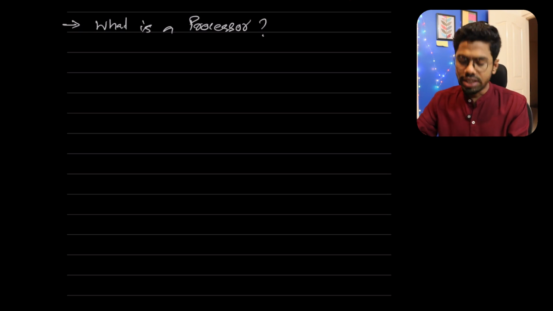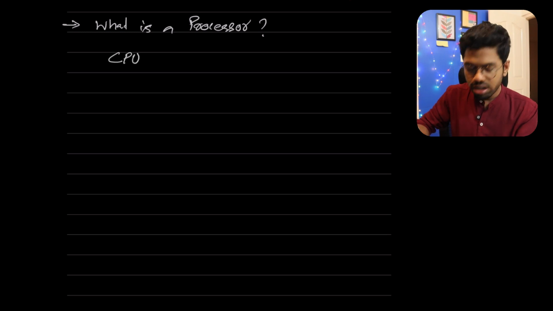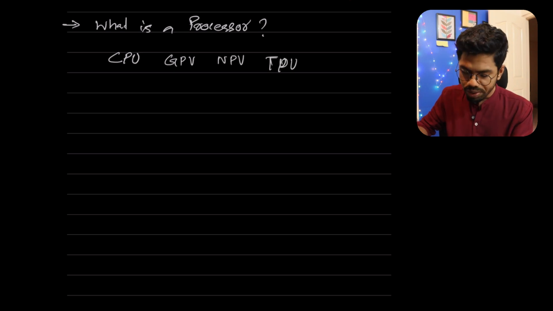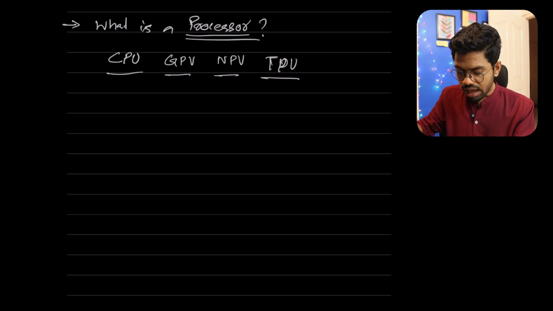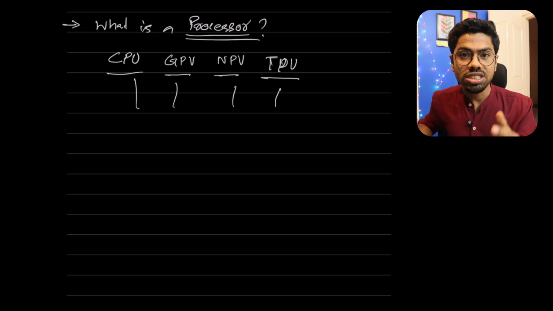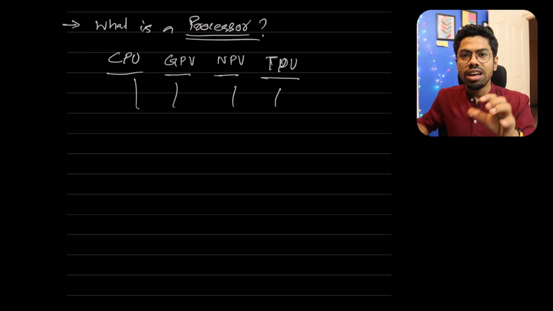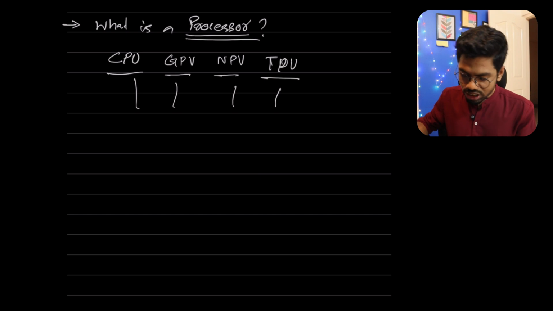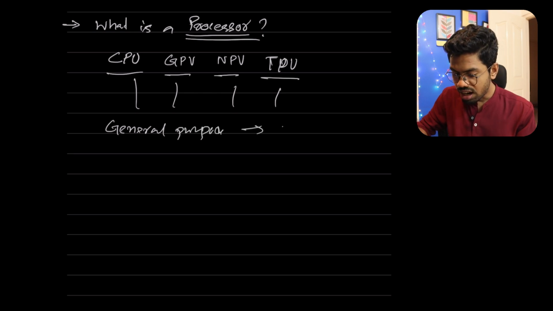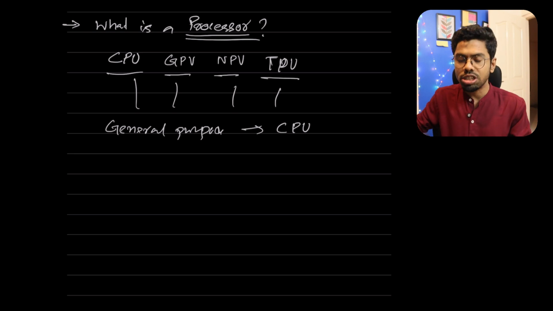Now, there are a lot of things. Currently in our computer, we have CPU, we have GPU, we have NPU, and sometimes TPU, which we have probably heard of. And you might get confused: hey, this is a course on designing a processor, so what are we going to do? Because all these four things are processors, because they are processing your data, right? Now, in this course, we are going to design something called a general purpose processor. And this general purpose processor is what is called your CPU, the central processing unit.